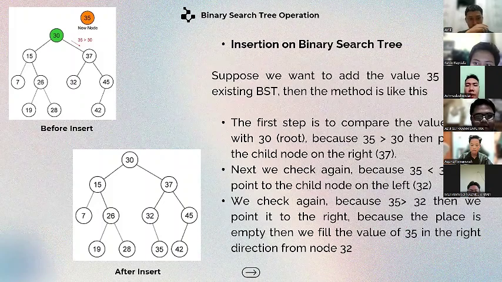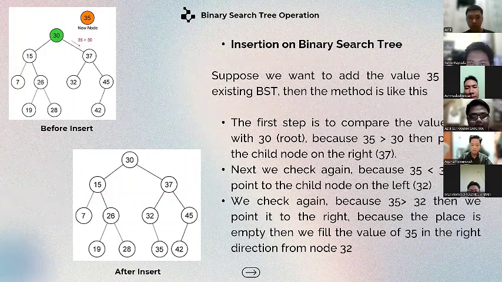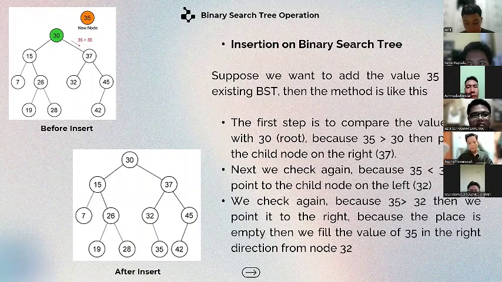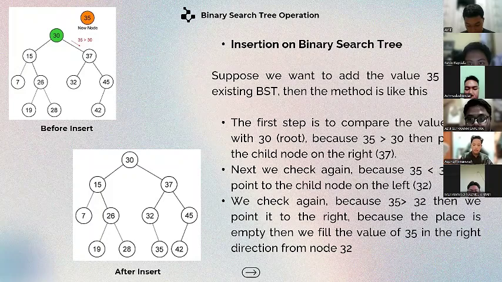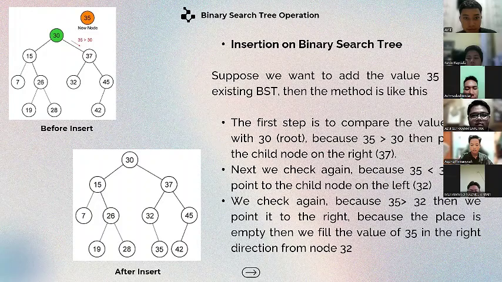There are 3 operations in a binary search tree, namely insertion, deletion, and search. First, insertion. Suppose we want to add the value of 35 to the existing binary search tree, then the method is like this. First, compare the value of 35 with 13.